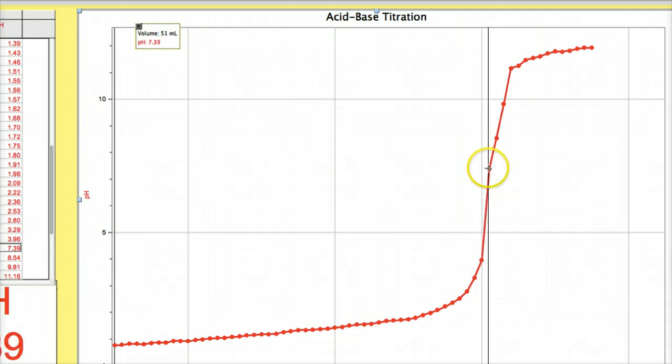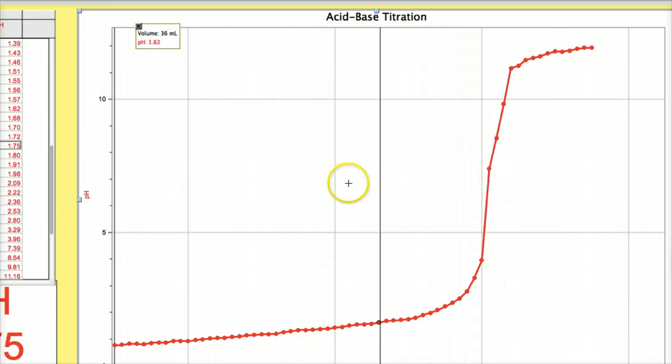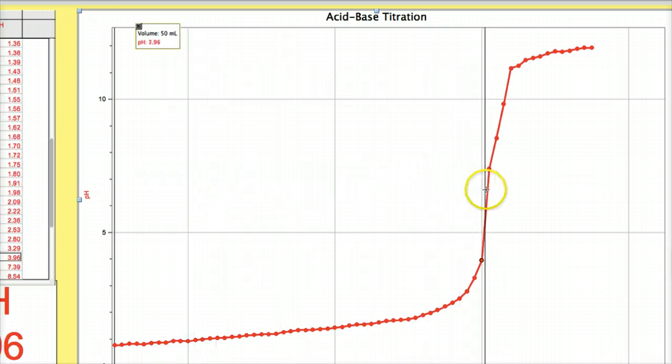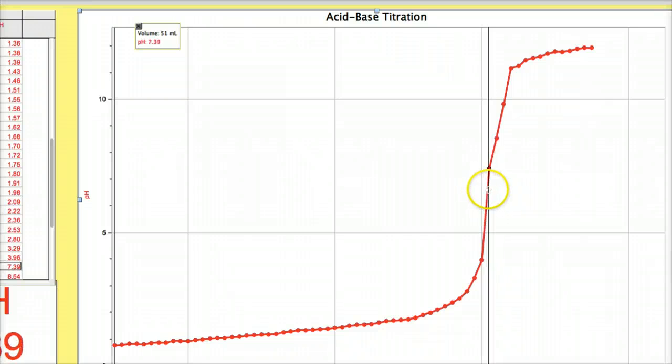So the closest point I see here is at 51 at 7.39, which means somewhere in between 51 and 50 is our equivalence point. And we're just going to use 51. I am going to just use 51 because it's the closest point I have, but you know, it's between 50 and 51 somewhere. And that kind of makes a lot of sense as we're going to talk about that soon. So the equivalence point is at 7 definitely. So we get 51 milliliters approximately.